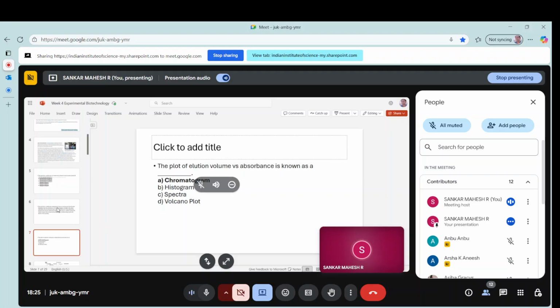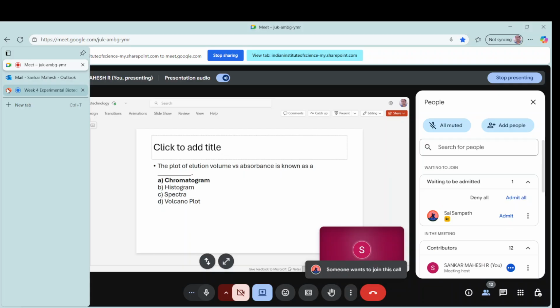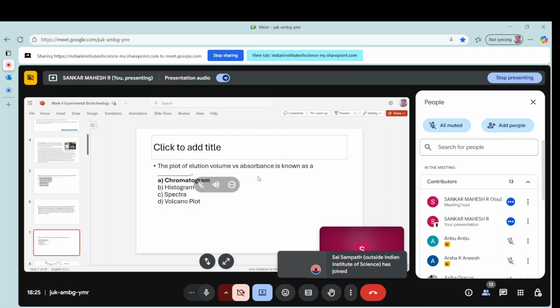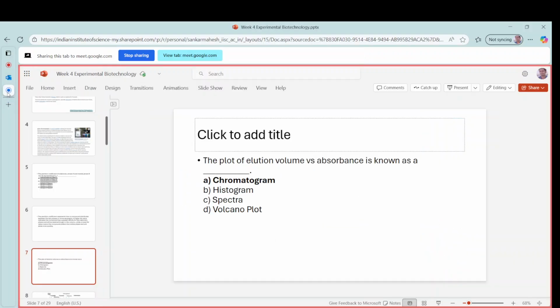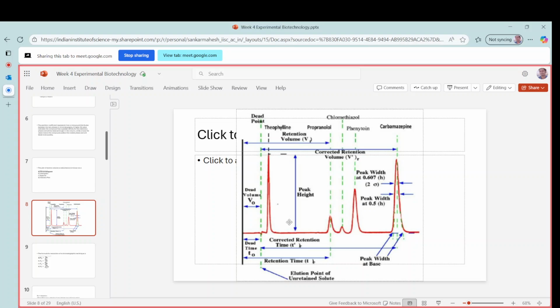Okay, so earlier we discussed this method called chromatography. The graph that we get from chromatography is the chromatogram, and it tells us how much of a compound has eluted at what time point, which you can correlate with what volume or elution volume. So a simple chromatogram looks like this.